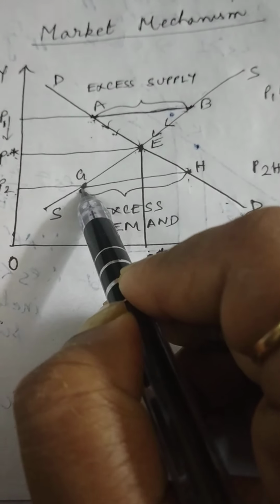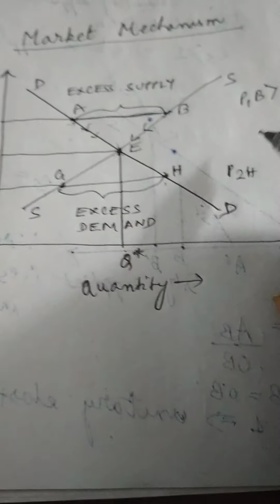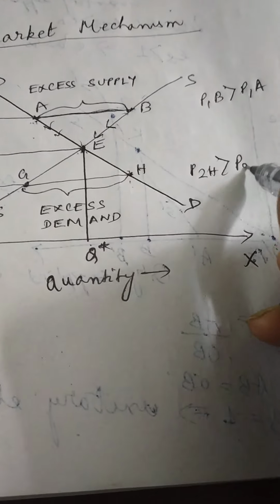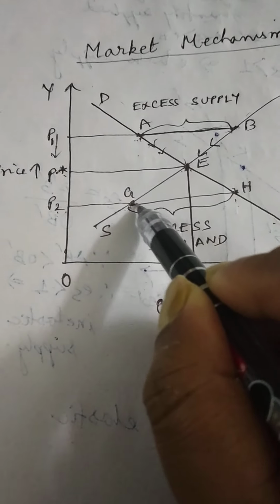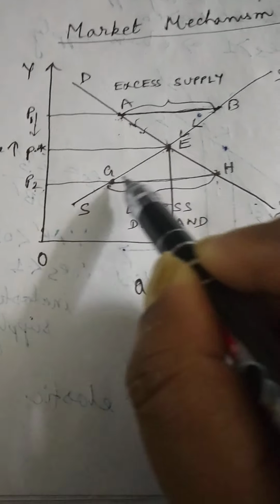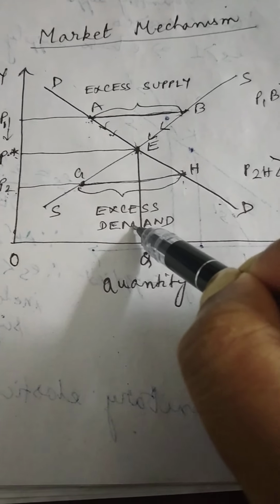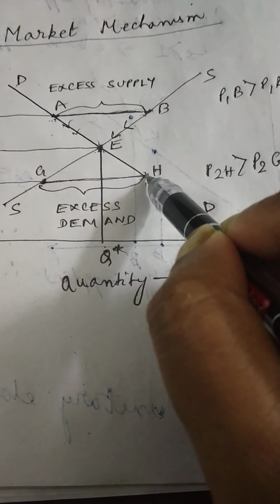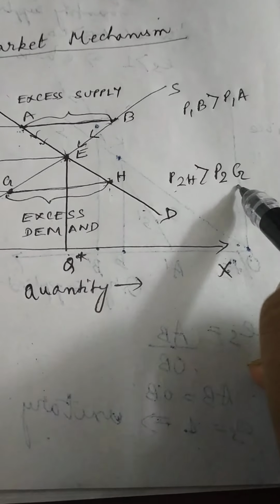How much is the supply? P2G. But which is more? P2H is more than P2G. By how much? By the extent of GH. So this GH represents the excess demand, since quantity demanded P2H is more than P2G.